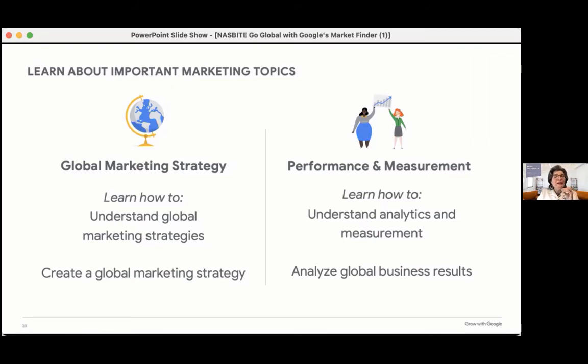The most creative marketing strategy is useless if you can't measure how well it's working. Explore tutorials here on how to use Google tools and other resources to analyze your performance. And of course, measure those results.